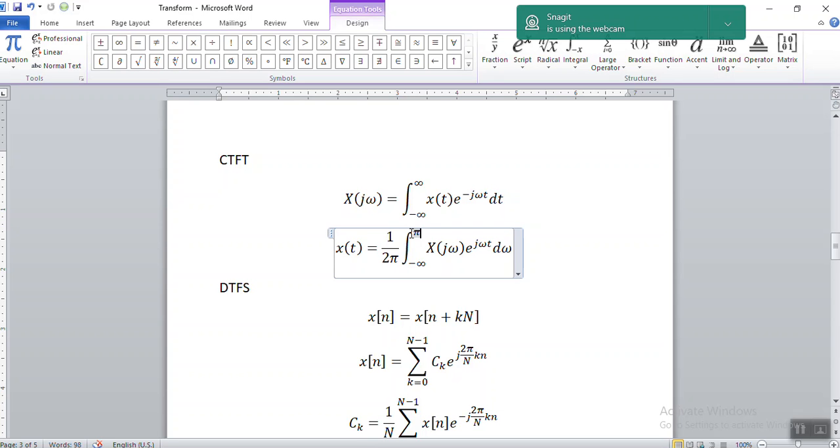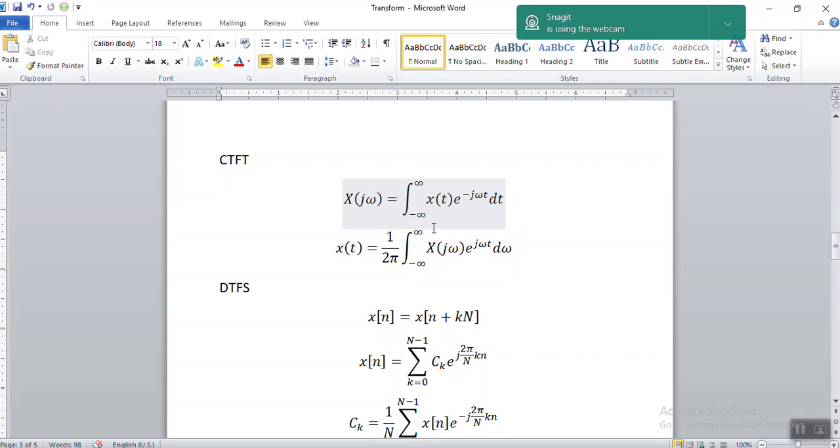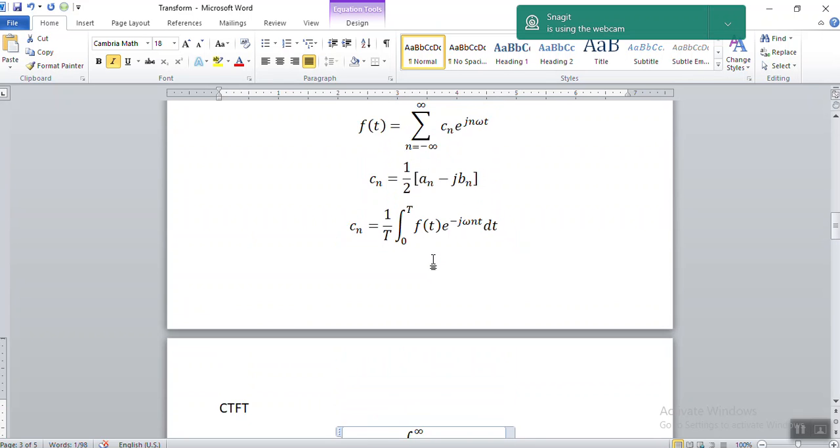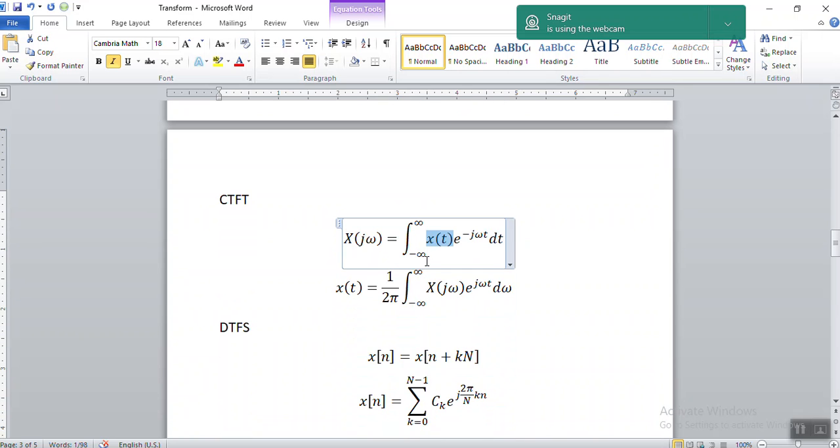In discrete time only, it will be minus pi to pi. Okay. So, x of t becomes 1 by 2 pi, integral from minus infinity to infinity of x of j omega into e to the power j omega t d omega. So, this is the inverse Fourier transform in the continuous time case. If you look at this x of j omega, it is the continuous spectrum of a continuous time aperiodic signal. Okay. So, this is about the continuous time case, continuous time Fourier series and continuous time Fourier transform.